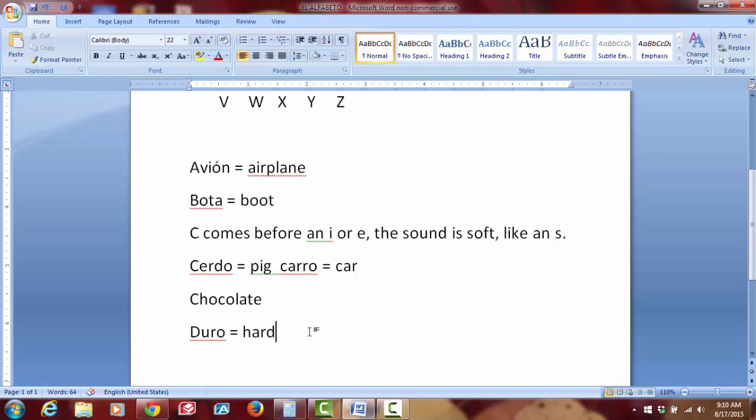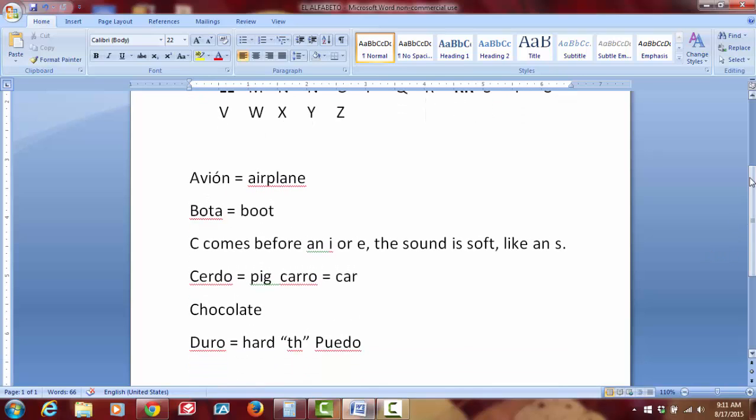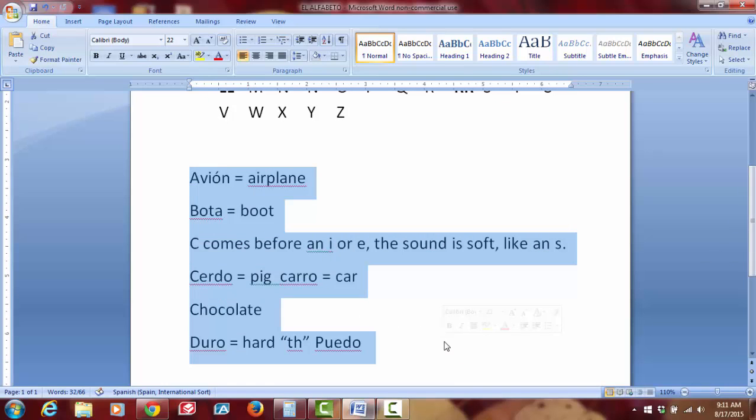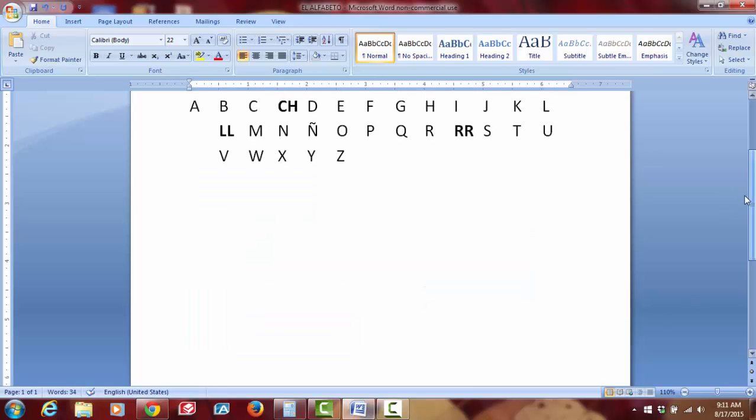However, when it comes between two vowels, it has more of a TH sound, like the. So in the word puedo, like in puedo ir al baño, which you've heard in class, this D here is more pronounced like a TH, puedo, puedo, not puedo. Okay, so it's hard at the beginning of a word, and when it comes between two vowels, it's going to have that TH sound. For now, you should have that in your notes, and if you don't, you can go back and add it.